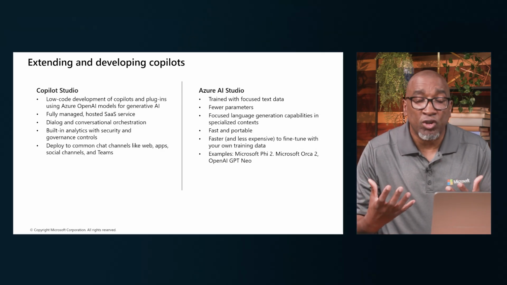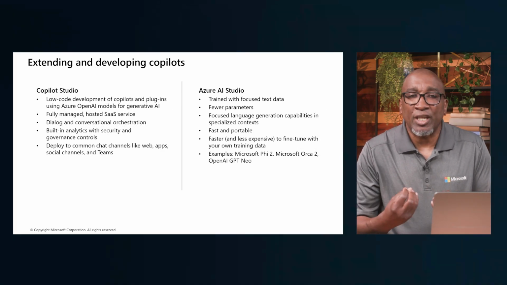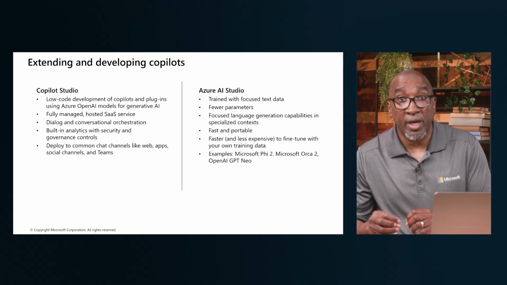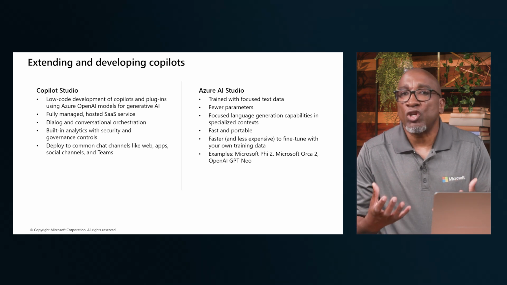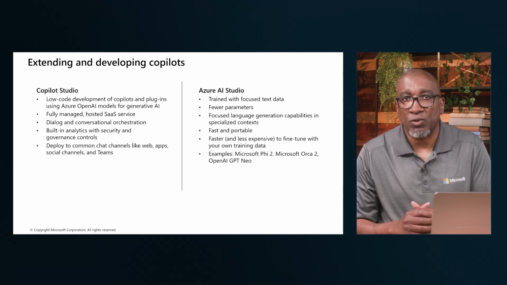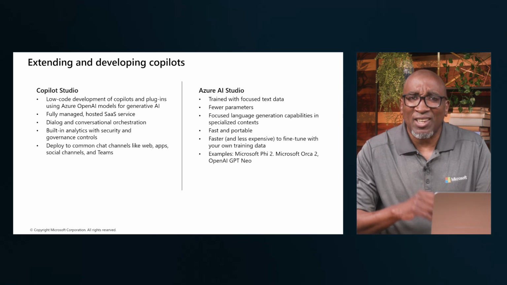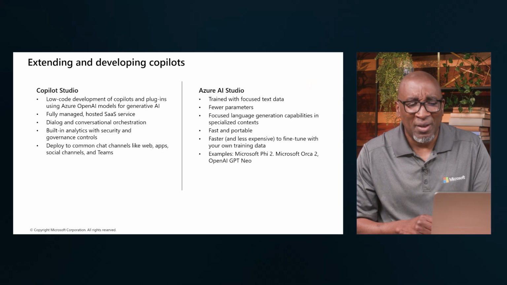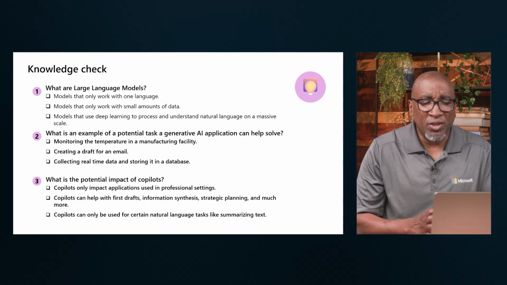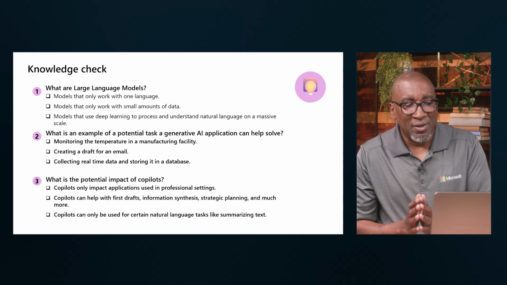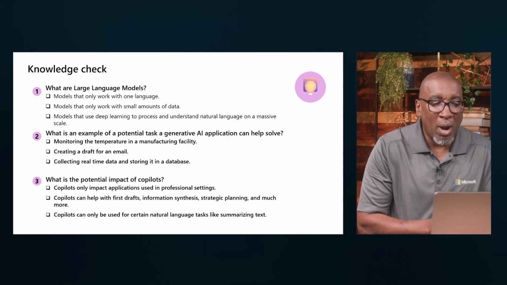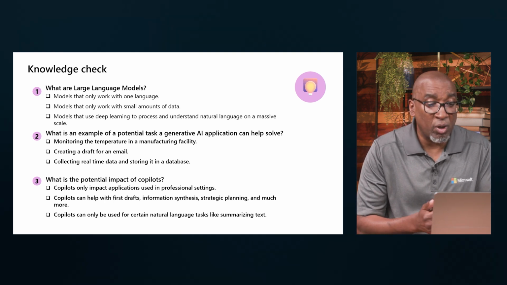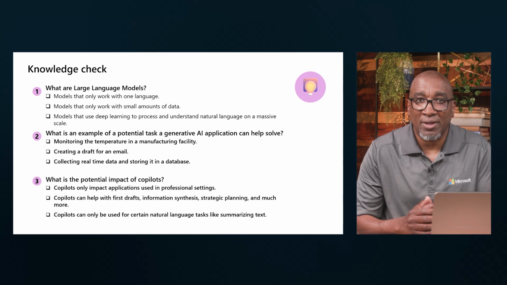That's kind of the big picture of what AI can do. As I said, we want to ground our discussion in Copilot for Security in, first of all, what AI can do and what the Copilot ecosystem at Microsoft can do. So let's do a quick little knowledge check to see how well you understood some of the things that we talked about here. So real quick, first question, what are large language models? Models that only work with one language, models that only work for small amounts of data, models that use deep learning to process and understand natural language on a massive scale.